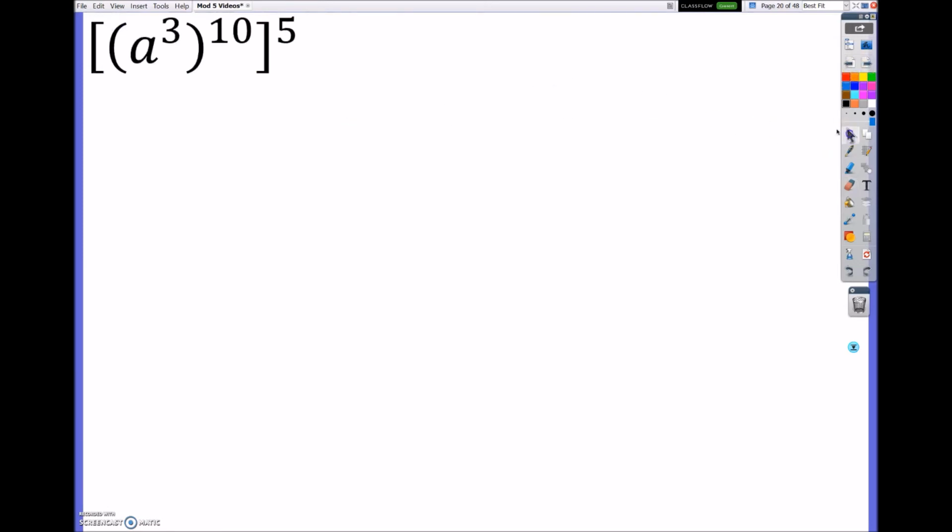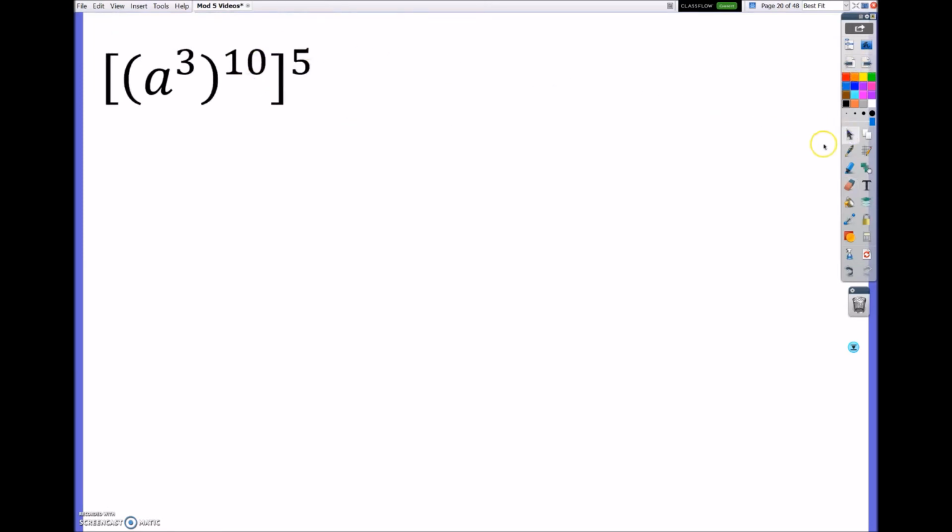Okay, so this one looks tricky because I have a power to a power to a power. All we're going to do here is work from the inside out with this distribution. So I'm going to have a to the 3rd power to the 10th power. I'm going to multiply those. This is going to give me a to the 30th power.